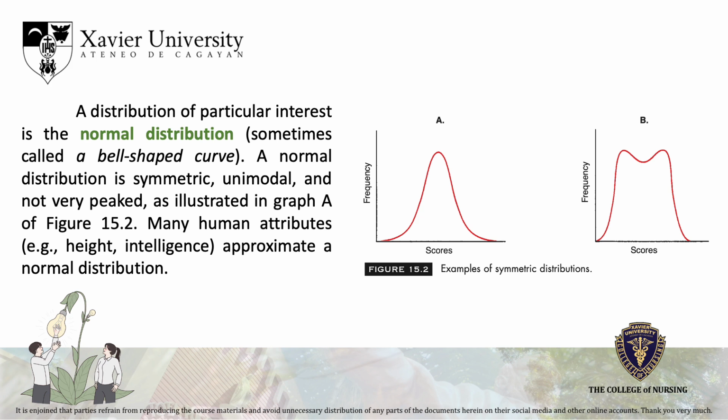Furthermore, a distribution of particular interest is the normal distribution, sometimes called the bell-shaped curve. A normal distribution is symmetric, unimodal, and not very peaked, as illustrated in graph A again. Many human attributes, like for example your height and intelligence, approximate a normal distribution.